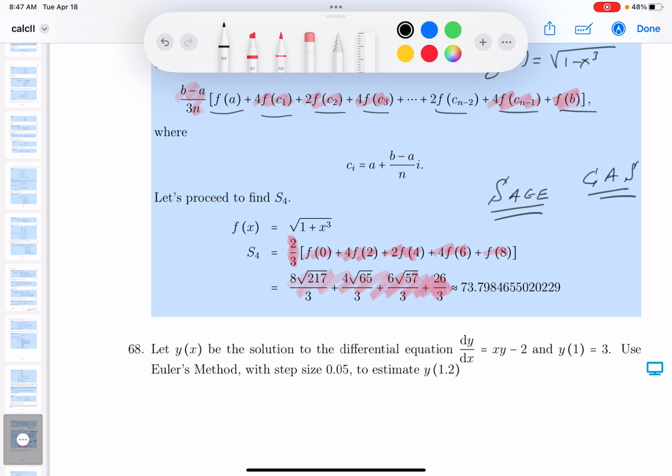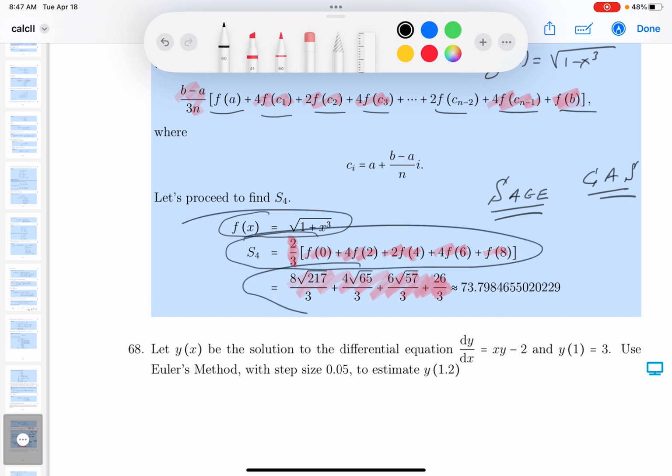So what I do over there, in Sage, I type this in over here, then I type this in, and then I type this, it spits this back to me, and I want an approximate, and that's the approximate I got, by the way. So it's approximately 73.80, all right?